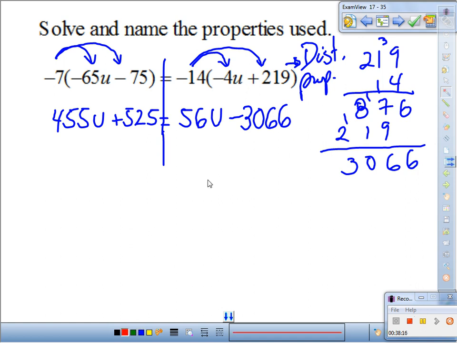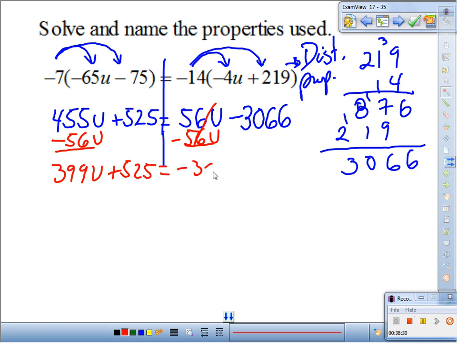So the smallest variable is what? 56u. So I subtract 56u from each side. That gives me 399u plus 525 equals -3066. All right. What did I do to each side there? So the property is subtraction property of equality.